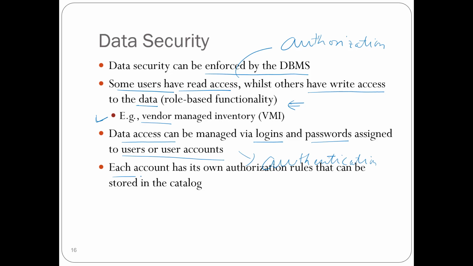So here we have it. Each account has its own authorization rules and can be stored in the catalog. Again, a very interesting role of the catalog. So what is it? The authorization information goes into the catalog.